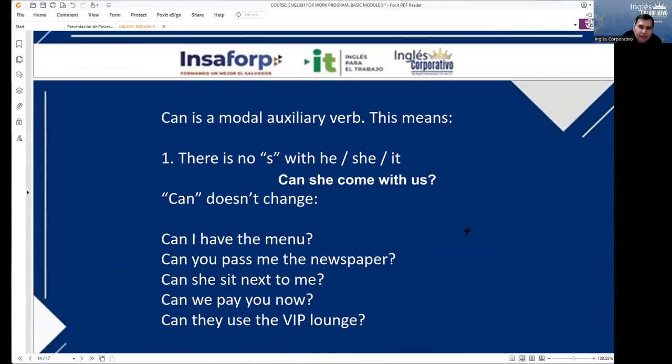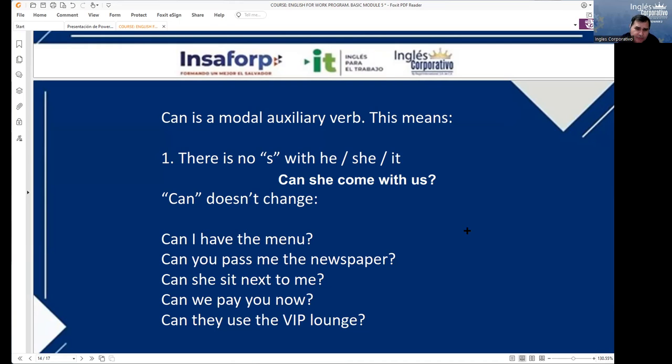Can is a modal auxiliary, an auxiliary verb. So you use a simple form of the verb. Can I go? Can you go? Can she go? Can we stay? Can they leave? Can I play? Can I say? Can I do? Can I study? Can I see? Can I go? Okay, so only like that.